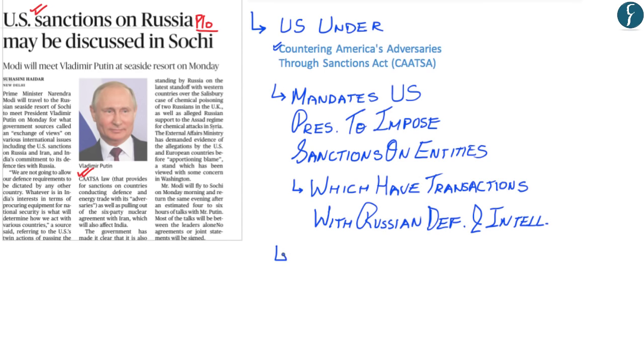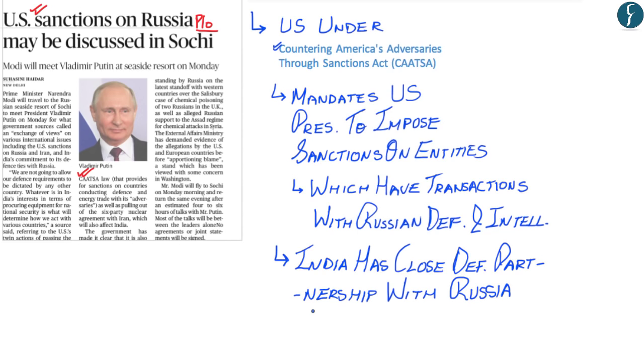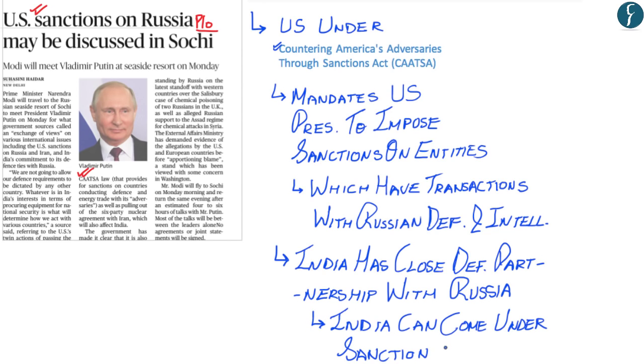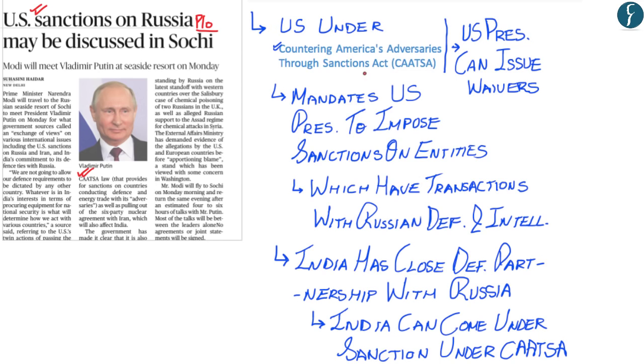However, India has close defense partnership with Russia, and because of which India can come under sanctions under the new American Act. However, under this act, the US President can issue waivers. Now hopefully up till here you've understood that the Act mandates the US President to impose sanctions on entities which have transactions with the Russian defense and intelligence sector, wherein India has close defense partnership with Russia and therefore can come under sanctions under this new American Act. And so there have been talks within America itself that the US President can issue waivers to countries such as India, as this act might end up having a negative impact on Indo-US relations.